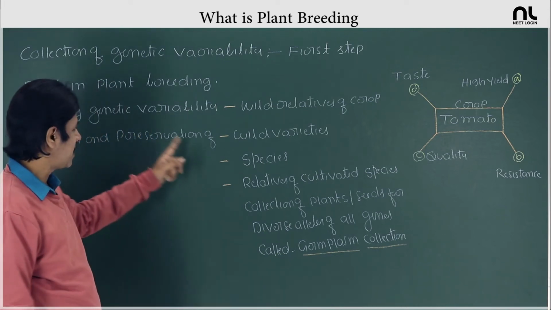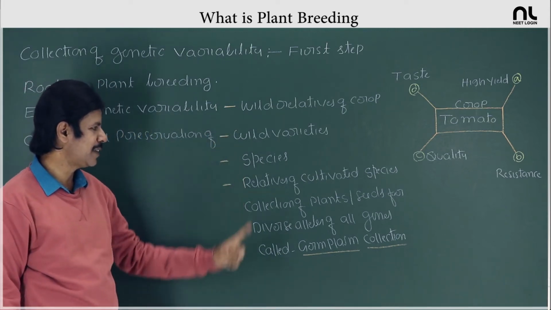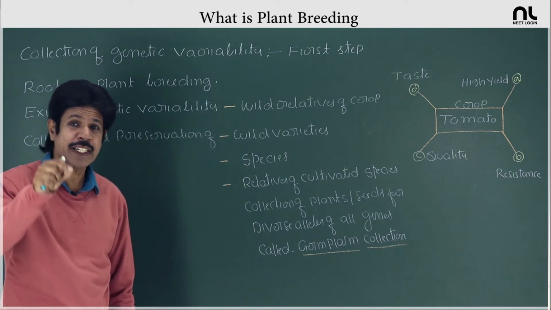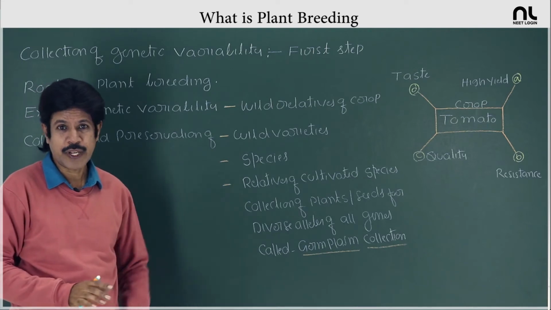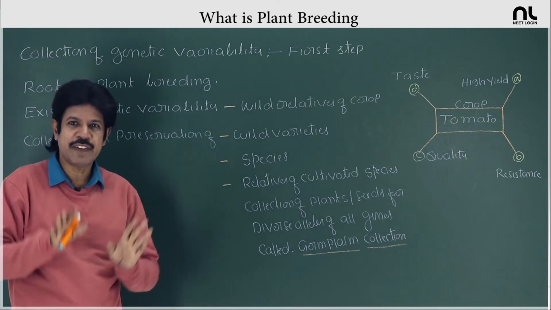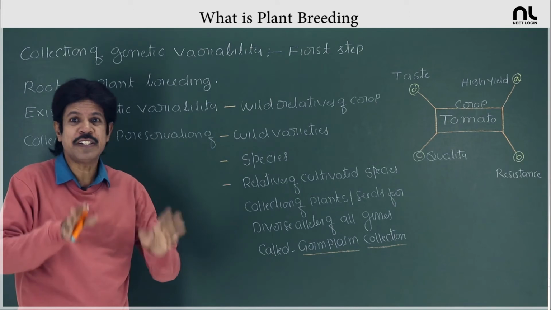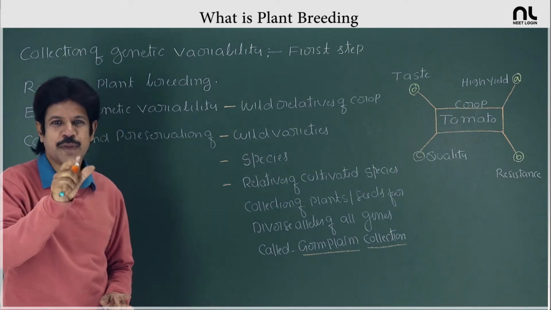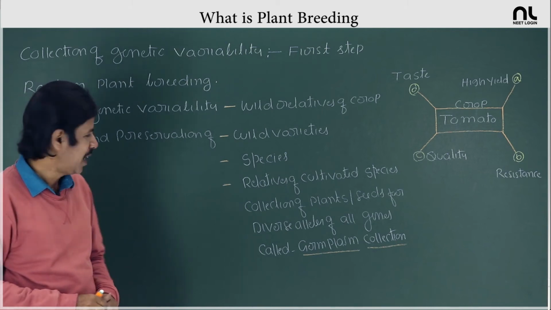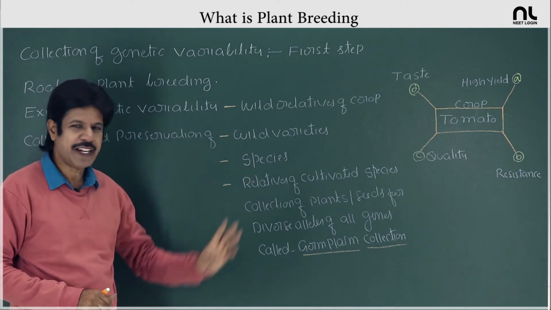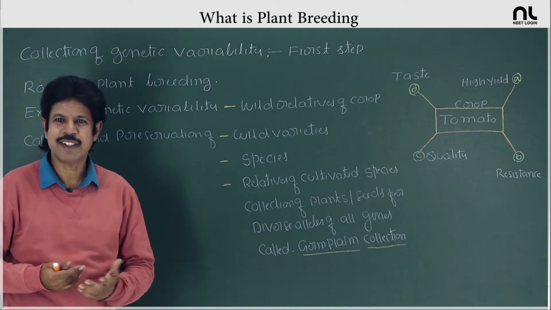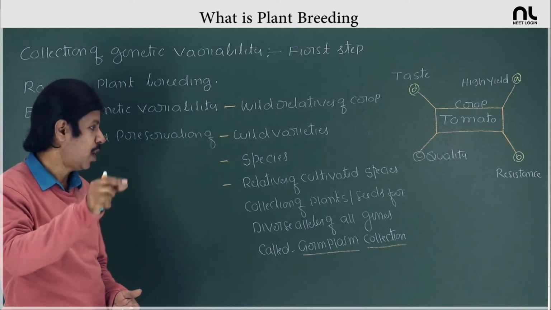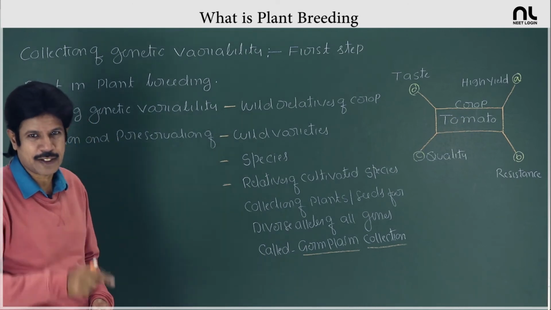So, collection and preservation of wild varieties, species and relatives of cultivated species is a prerequisite step to exploit naturally occurring variations. The genes present in the population is the first step, the prerequisite step in crop improvement. And the collection of the plants in the form of the seeds or the buds of diverse alleles of all genes of a said crop.